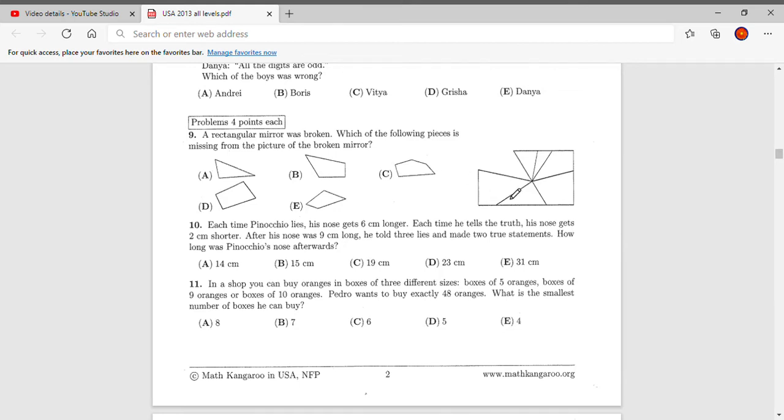So before we even focus on this broken mirror, let's count how many sides are on each figure. So this one has 3, this one has 4, this one has 5, this one has 4, and this one has 4. This will come in handy later when we want to eliminate choices. Now, let's finish this mirror. Looks like this, and there are 4 sides. So that helps us rule out A and C.